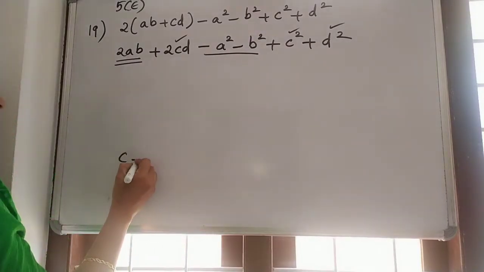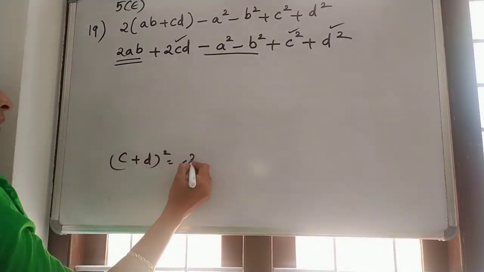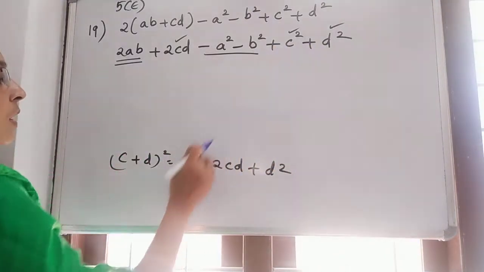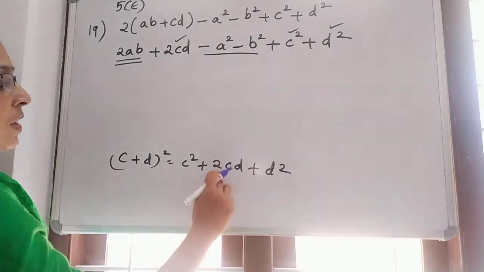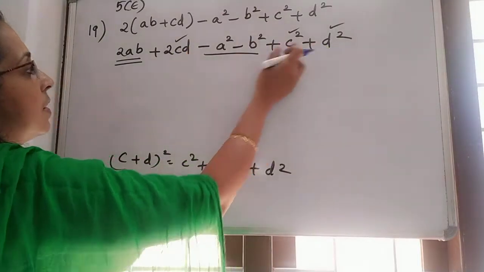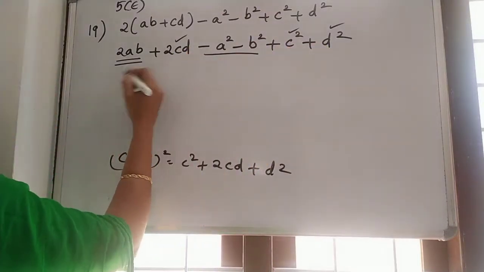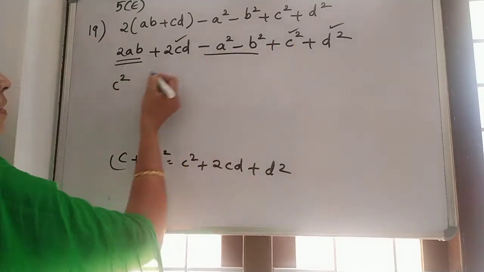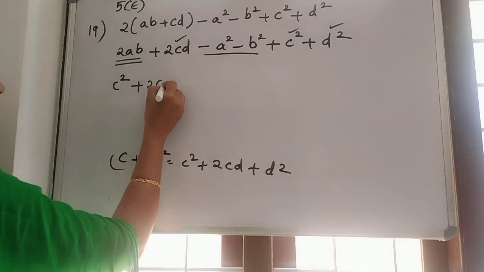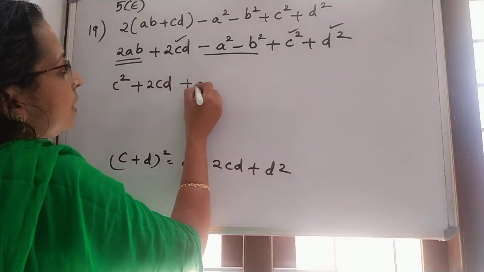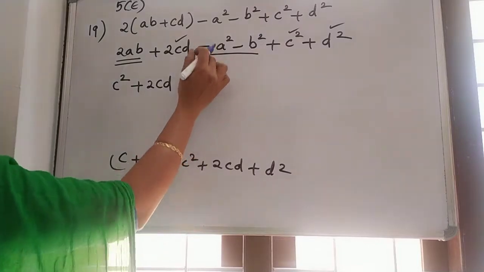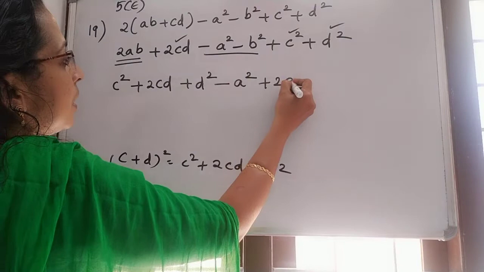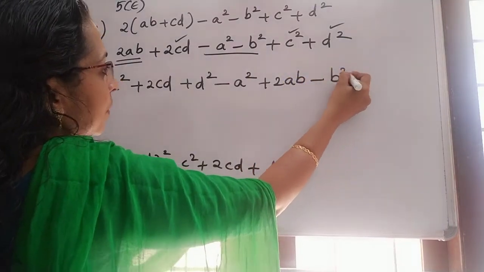No? C plus d whole square is what? C square plus 2cd plus d square. Same thing only here, no? C square, d square, then 2cd. So, these three we can write it as what? Together we can write. That is better, I think so. C square first we can write, then plus 2cd, then plus d square. Then remaining what? Minus a square, then plus 2ab minus b square.